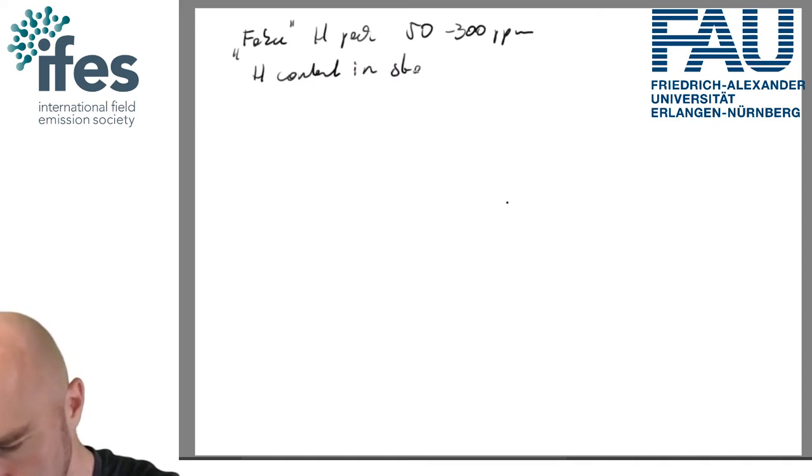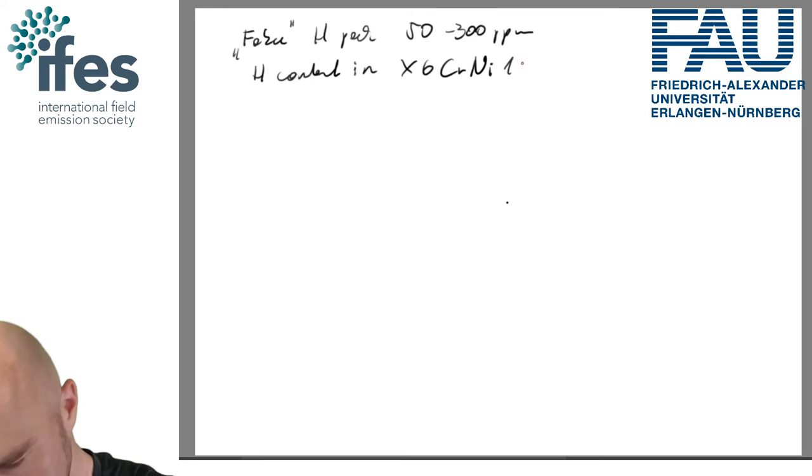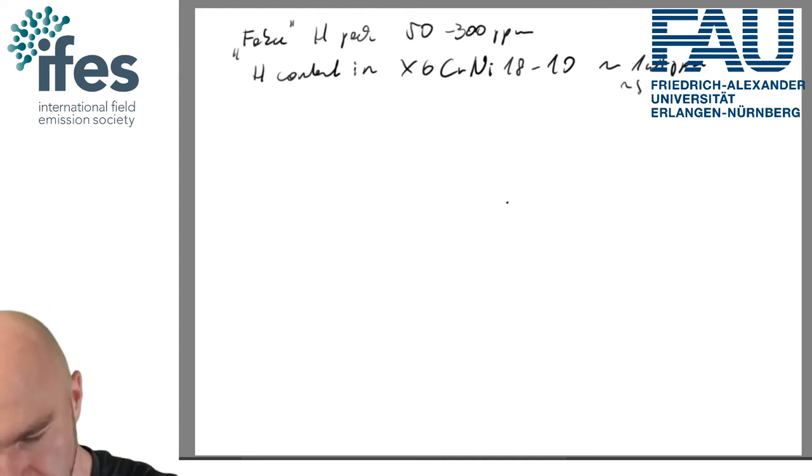And if you look at hydrogen content in, well, let's call it some standard stainless steel, 18-10, this would roughly be about 1 weight ppm, which is around 56 atomic ppm.